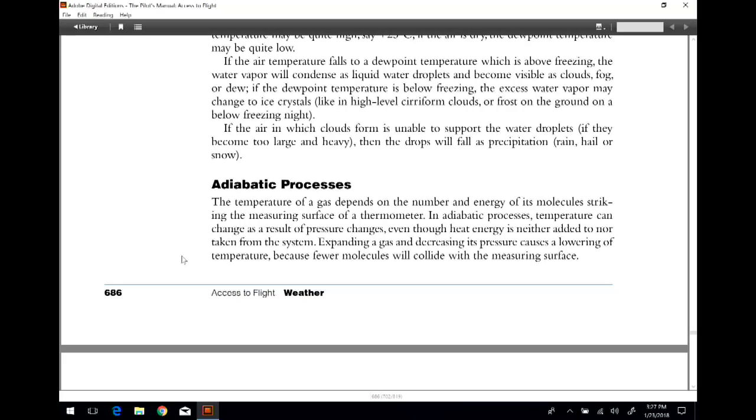So adiabatic processes. It says here in the book as well that in an adiabatic process, temperature can change as a result of pressure changes, even though heat energy is neither added nor taken from the system. Expanding a gas or decreasing its pressure causes a lowering of temperature because fewer molecules will collide with that measuring surface. How many of you guys have ever used an aerosol bottle and looked at that exothermic process? Is it exothermic or endothermic? I don't know, Tyler, you tell me which one this is.